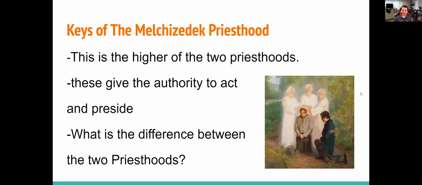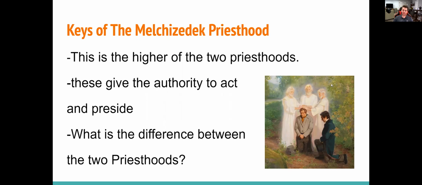So we're going to go over both priesthood keys, but specifically I'm focusing on the keys of the Melchizedek priesthood. First, a basic overview is that this is the higher of the two priesthoods. This gives you the authority to act and preside over different parts of the church, and we'll go into a lot more detail about that as we keep on discussing.